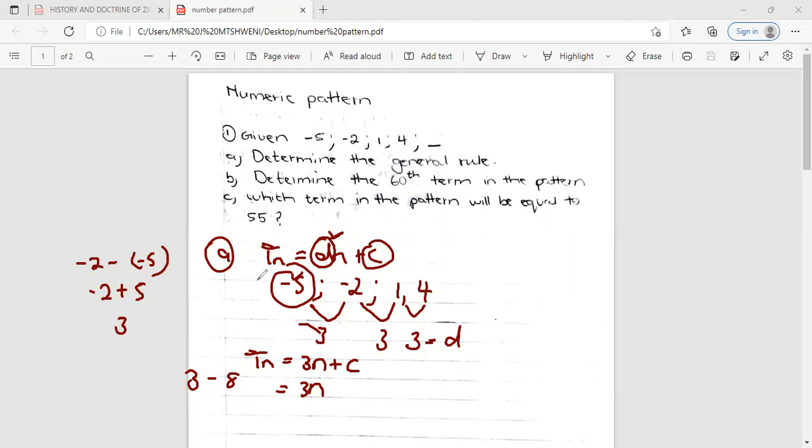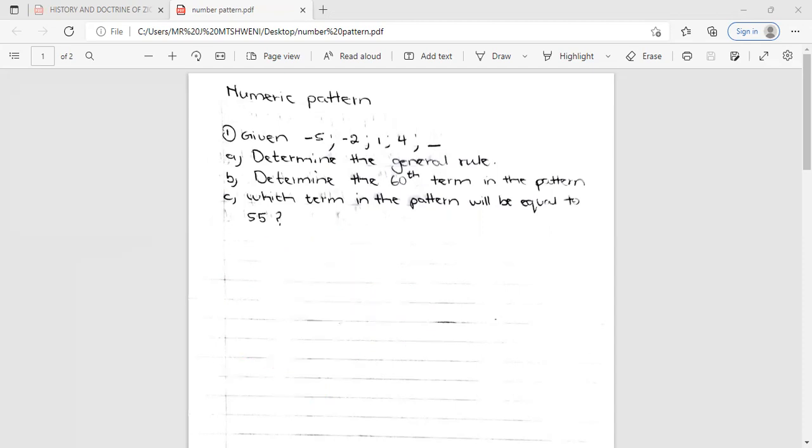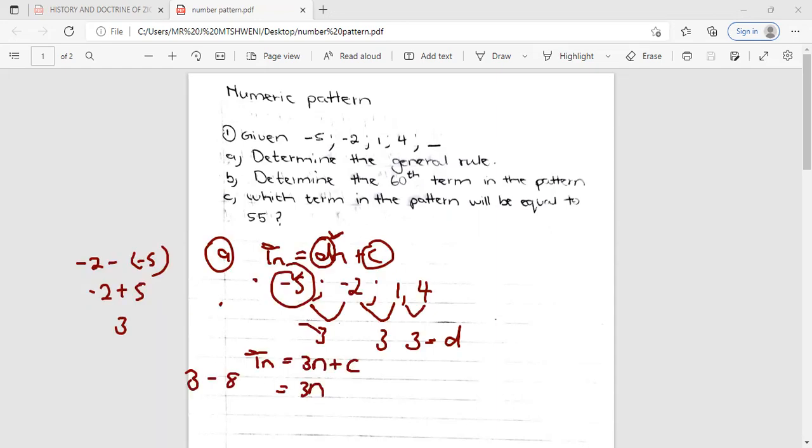Sorry, my pen is giving me a problem now. Okay, trying to do something. Well, let's wait a bit. My system is doing something which I don't understand. Okay, it's back in control.